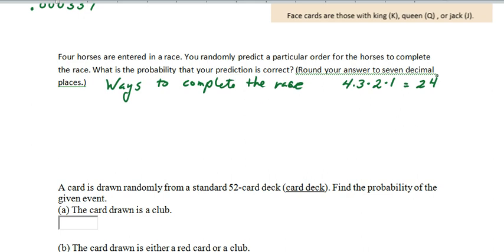Notice this is also 4P4, the number of permutations of 4 things taken 4 at a time, or 4 factorial. So first of all, I used the fundamental counting principle. And in this case, you chose one way. So the probability that your prediction is correct would be 1 divided by 24.